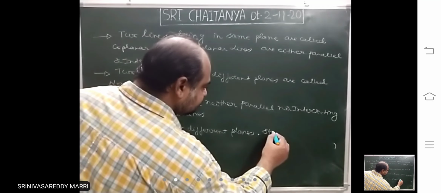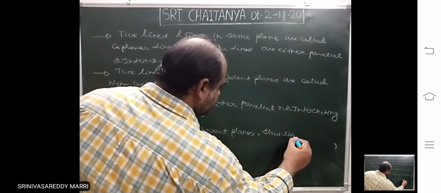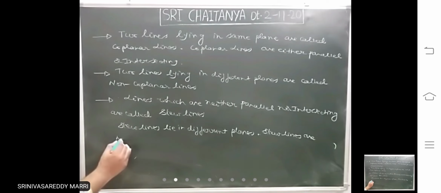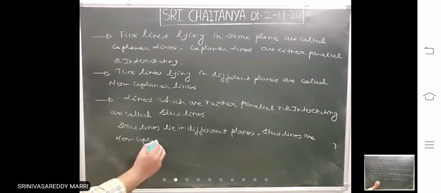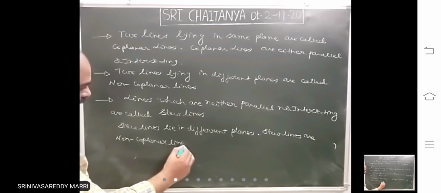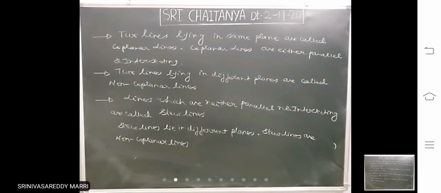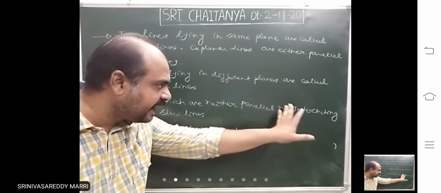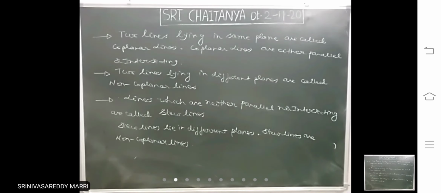So skew lines we can say, skew lines are non-coplanar lines. Right? Skew lines means the lines which are neither parallel nor intersecting, they will lie in different planes. That means they are what? Non-coplanar lines.